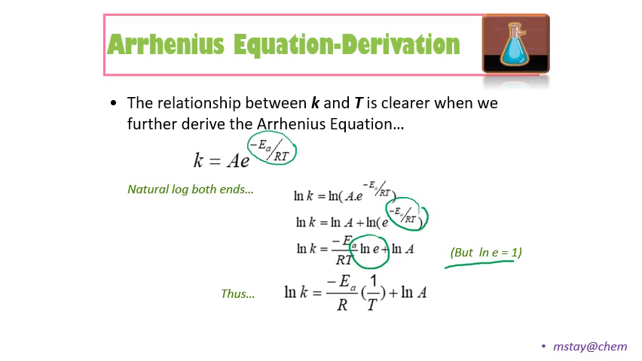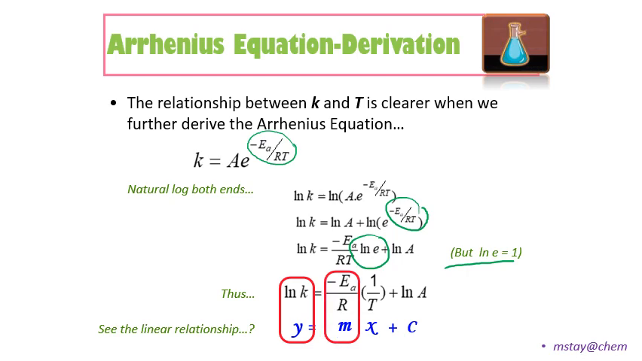When we look at this, try to relate it with the linear relationship. You will notice that ln K refers to the y-axis, while negative EA over R is the gradient of the graph. The x-axis is 1 over T, while ln A is the intercept C. With this, we can plot a linear graph, which is also easier for us to do the calculation and plot the graph.